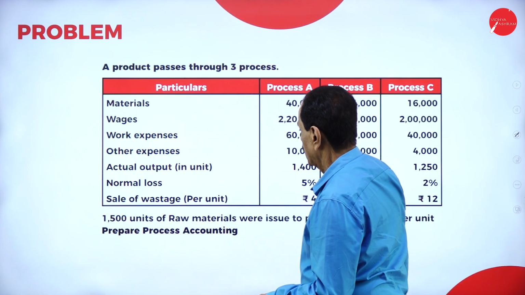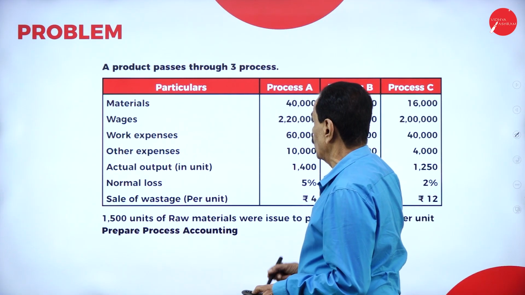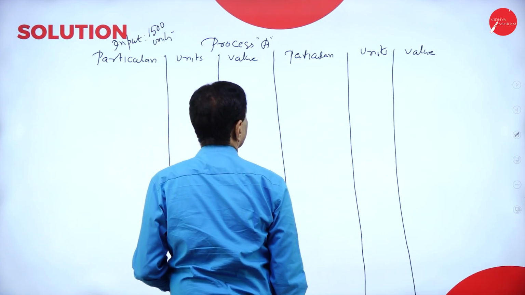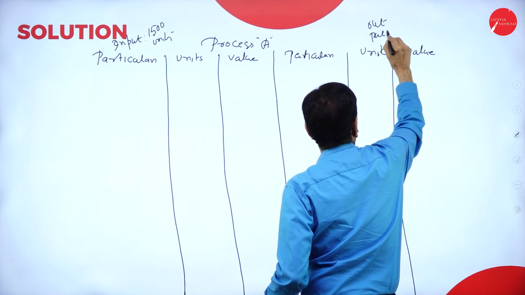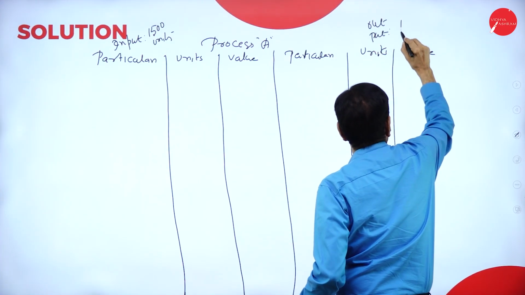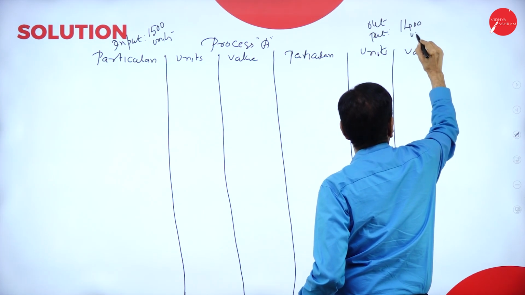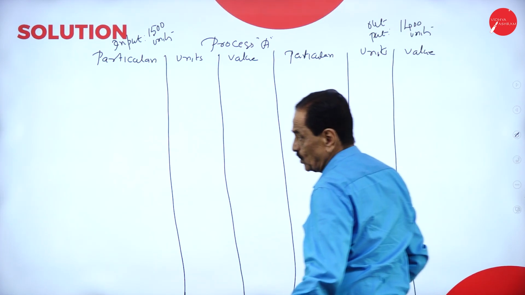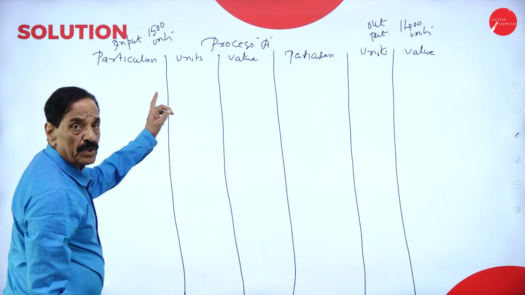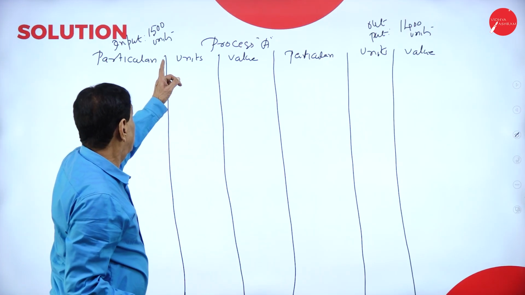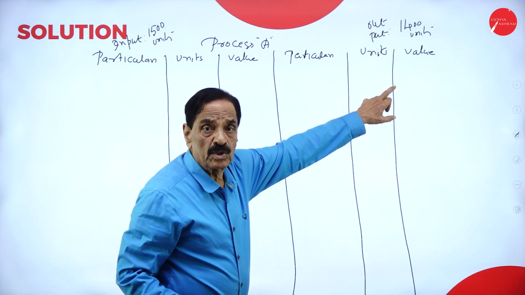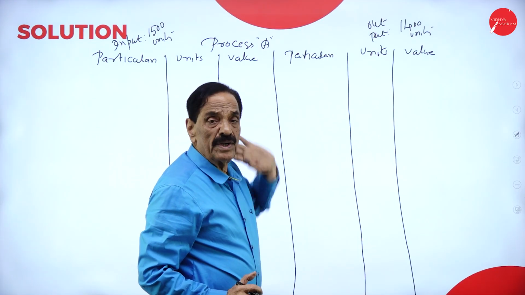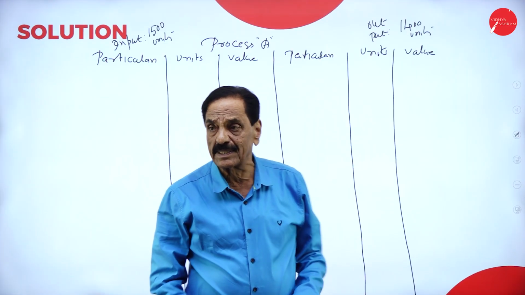What's your output? Here, actual output 1400 units. This way you have to write. First, you put input 1500 units, particular units value. The output of this process is 1400 units, particular units value. Now you have to fill back this one.